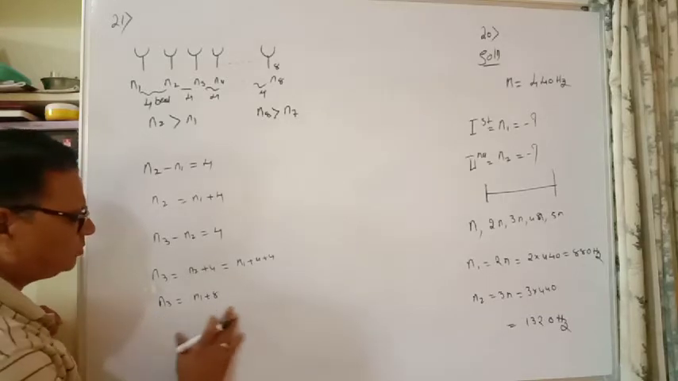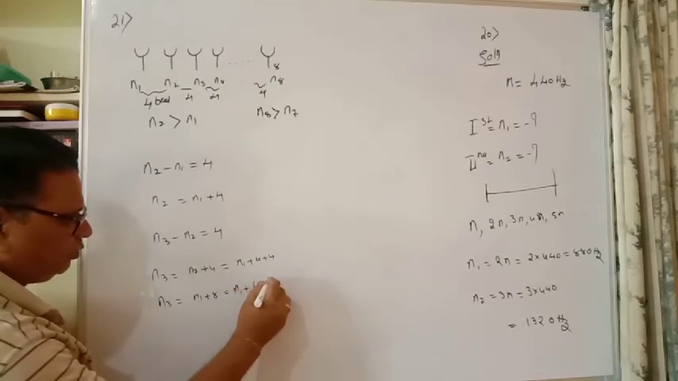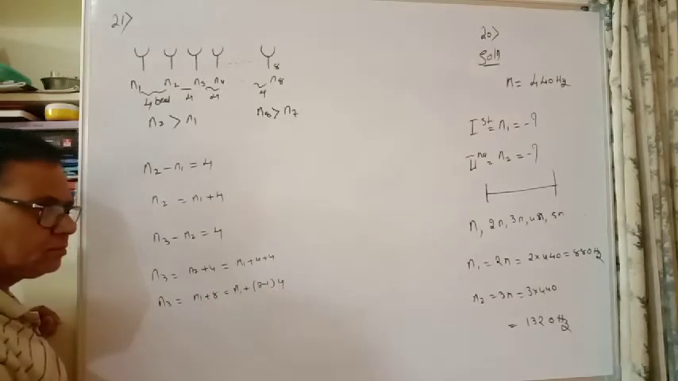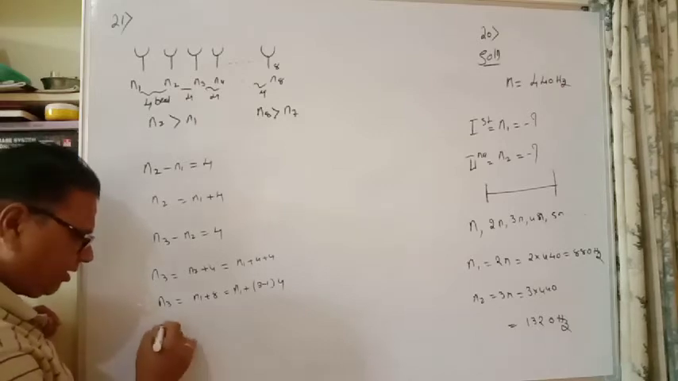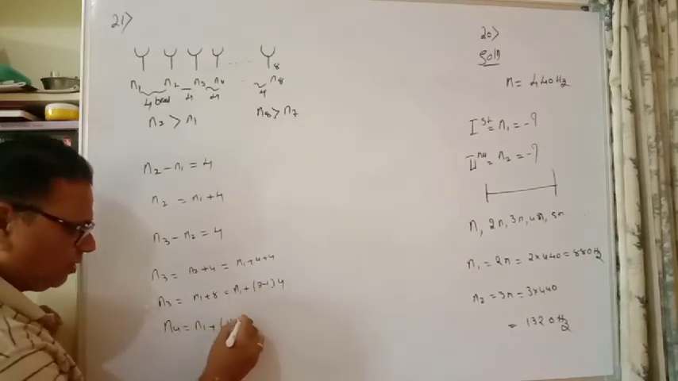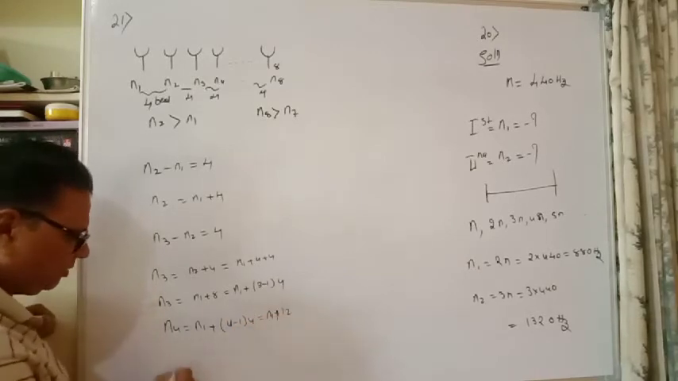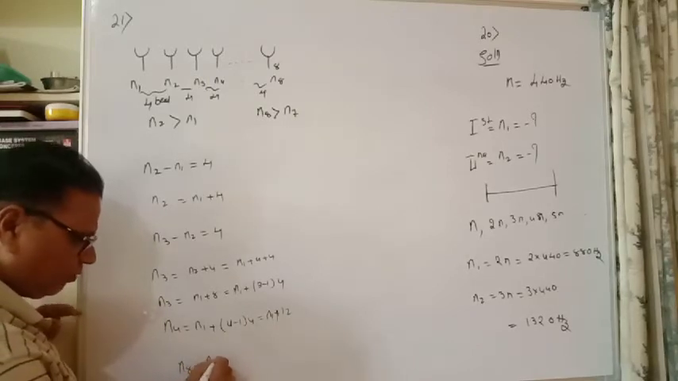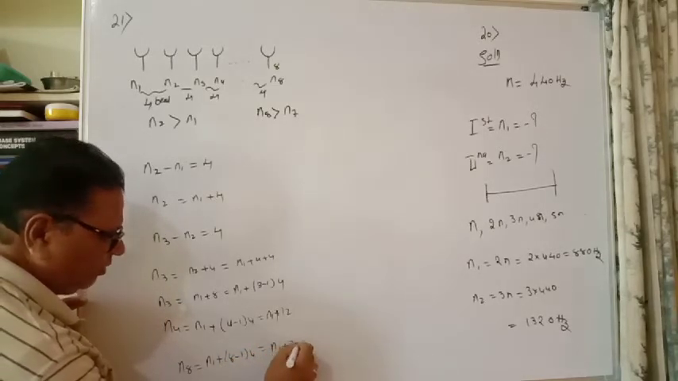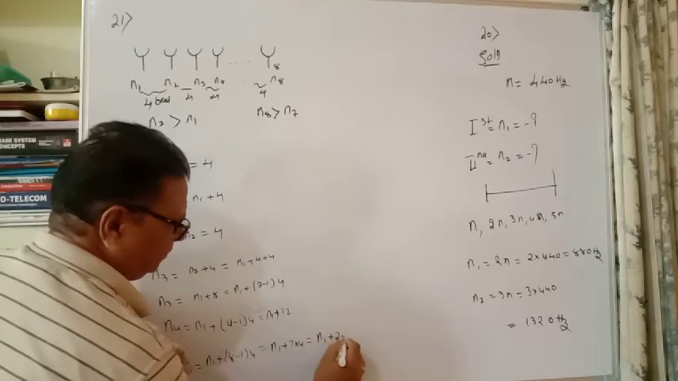What we will do is make it short. n3 is n1 plus 3 minus 1 into 4. What do you get? 3 minus 1 is 2, 2 into 4 is 8. Make it simple. Or n4 is equal to n1 plus, similarly, 4 minus 1 into 4, which is equal to n1 plus 12. Similarly, n8 is equal to n1 plus 8 minus 1 into 4, which is equal to n1 plus 7 into 4, which is equal to n1 plus 28 hertz.